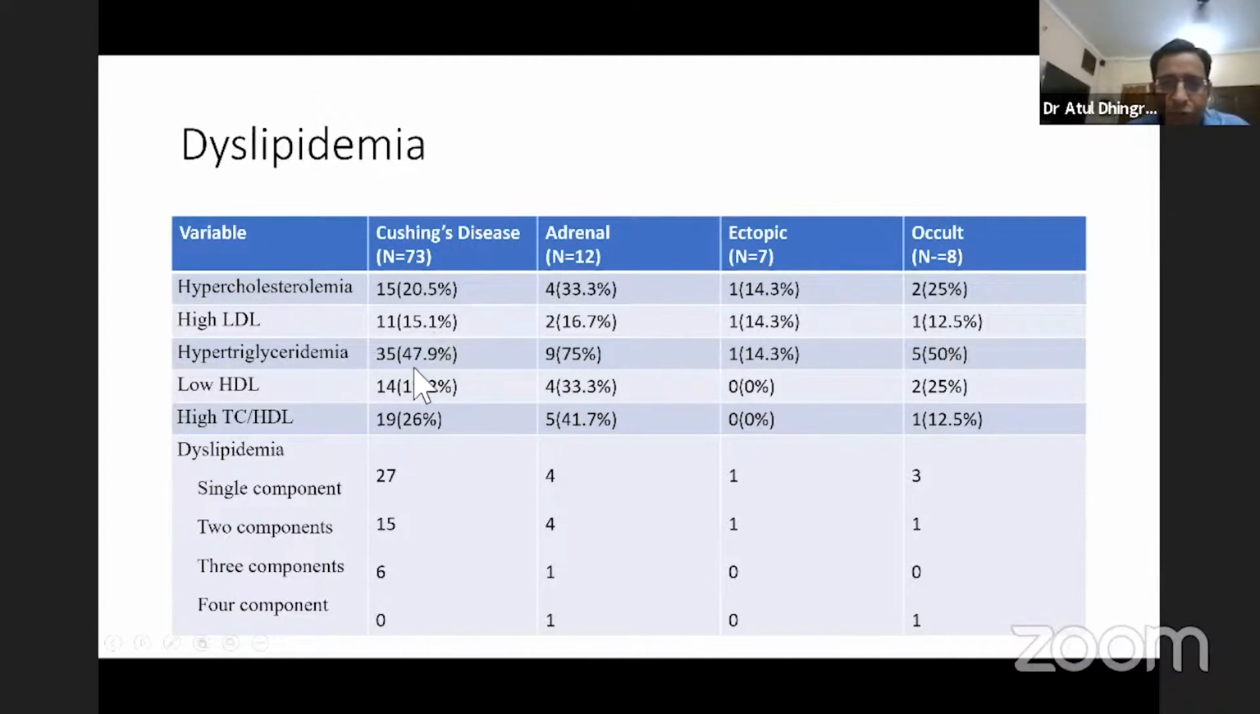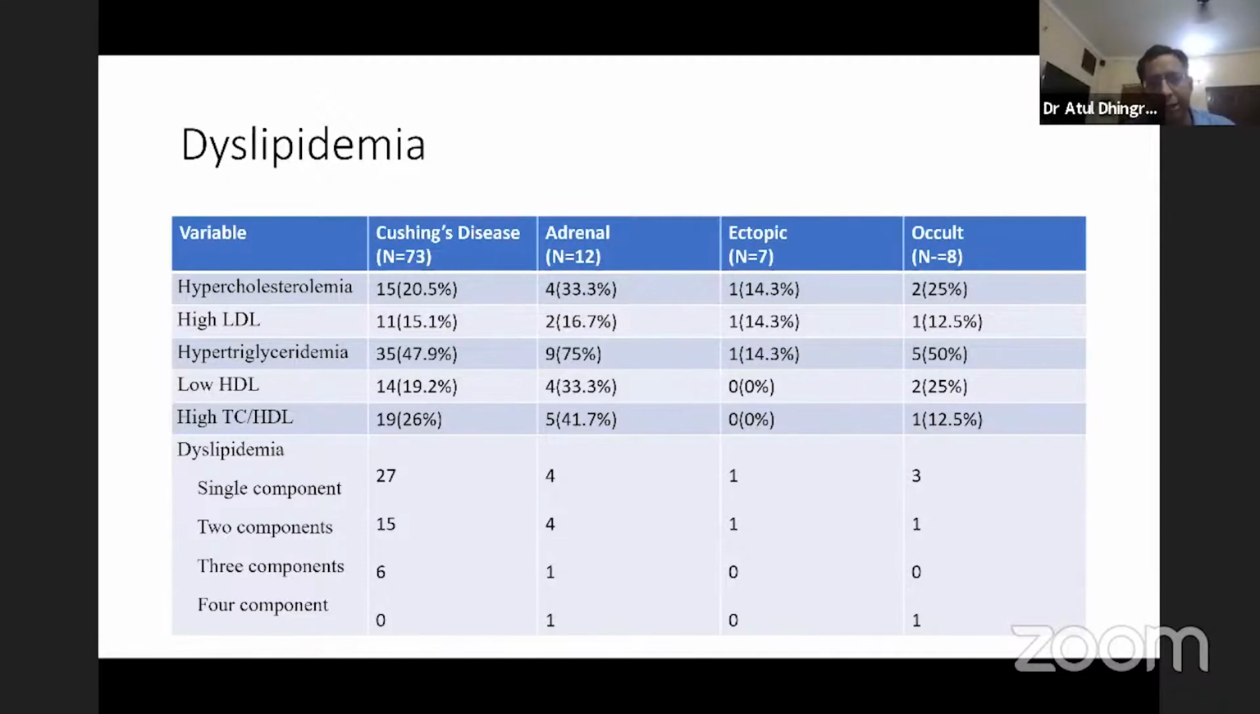Hypertriglyceridemia was one of the most common abnormalities. It was seen in around 48 to 75% of the patients, depending upon the etiology. High LDL was also very common in our patients. We also looked into the background history of diabetes in these patients.